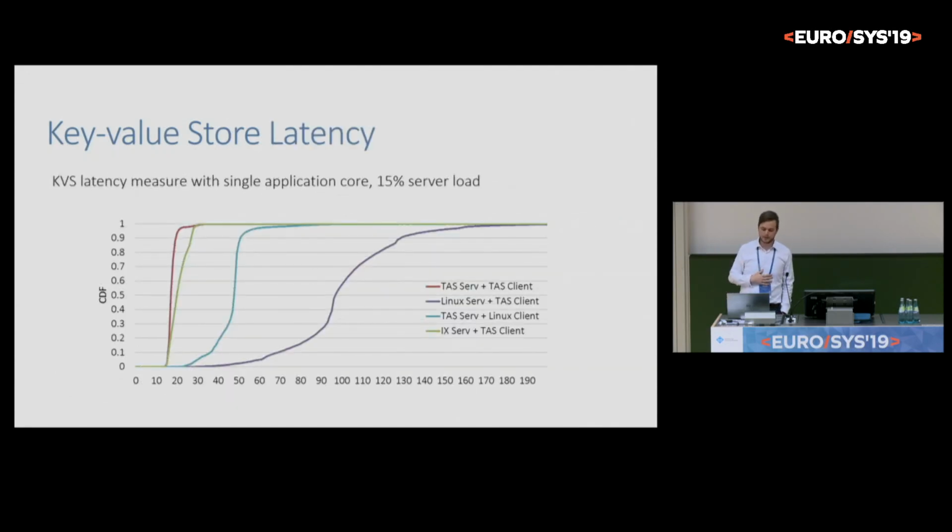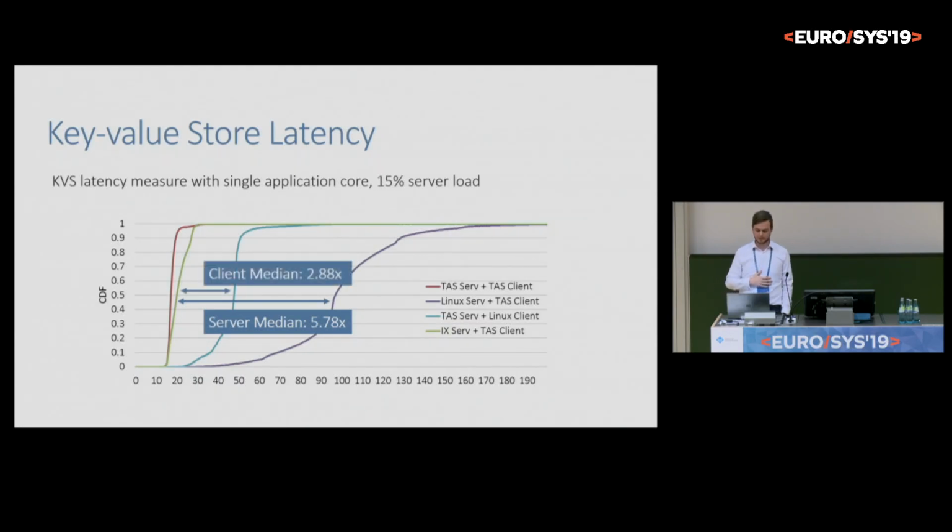All right, next we want to measure latency for our key value store. To measure the best possible latency, we run it under low load, which means a single application core and approximately 15% load. And then we want to plot a CDF of the latency for a few different configurations. First, with this purple line, we want to see Linux's server latency with a TAS client, so we can get an idea of just Linux's server latency. We find that to be about 6 times higher at the median. Then, with this middle blue line, we see TAS's server latency with a Linux client to get Linux's client-side latency, which is about 3 times higher.